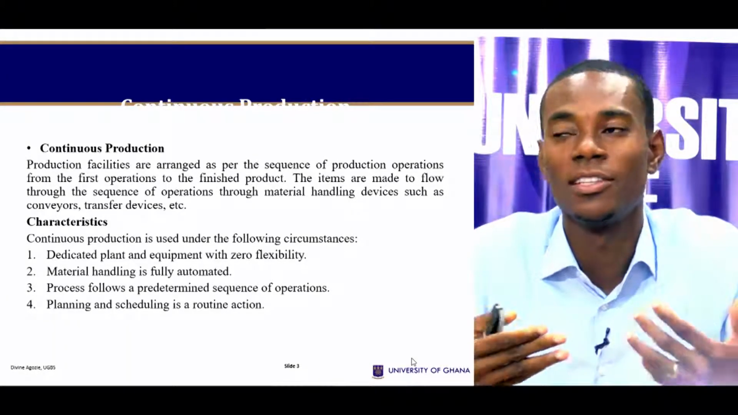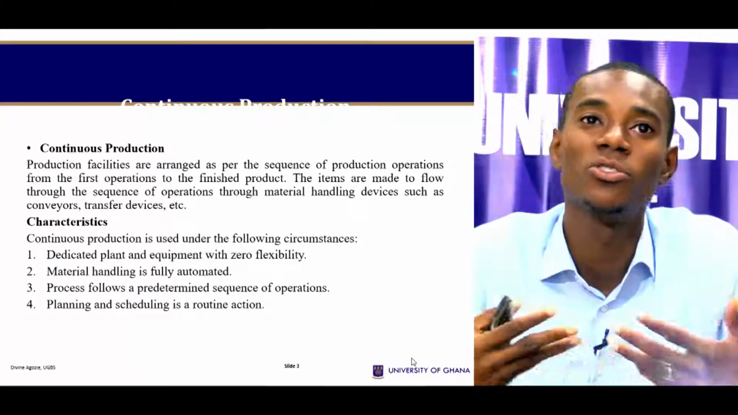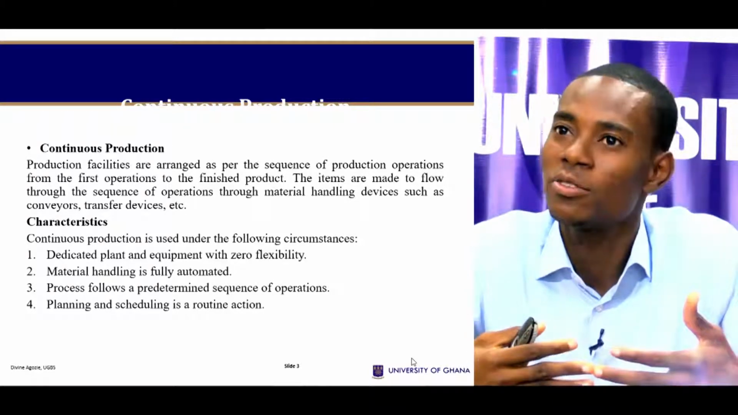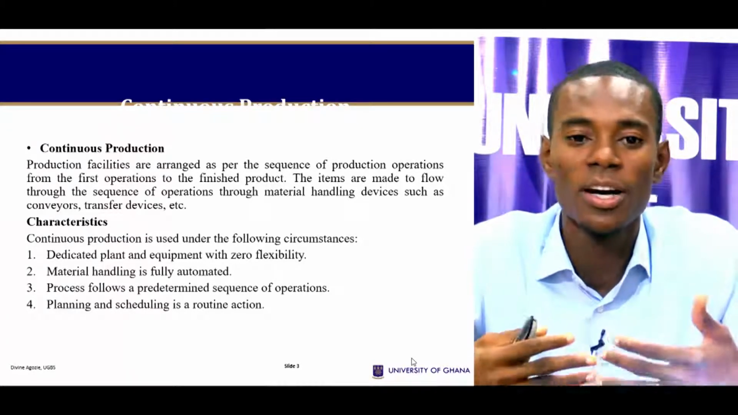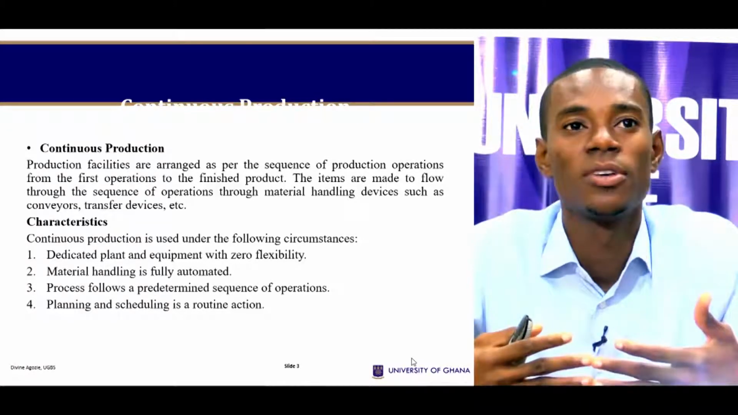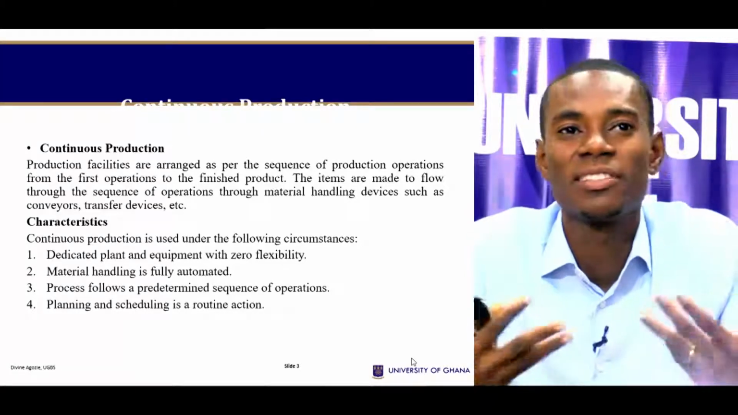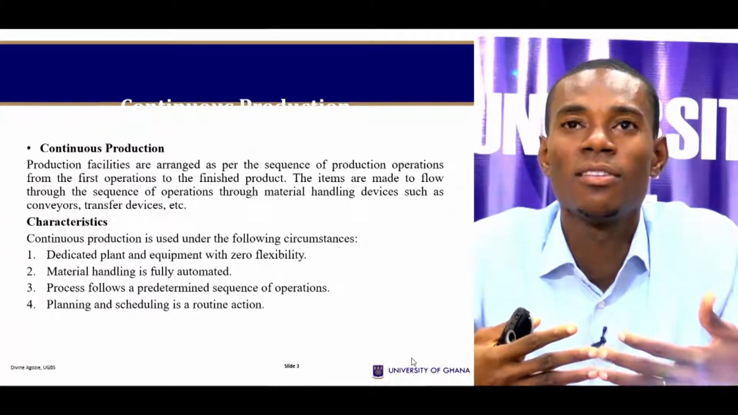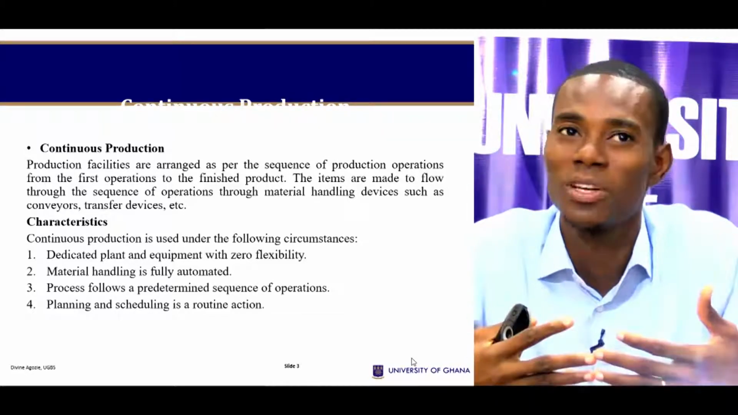Now, material handling is fully automated, and because it is that continuous, we can't really use humans. And so we say that it is fully automated. That doesn't mean that we have zero human involvement. You have them in some minor roles, let's say technicians or people who could just check on the system, but human labor doesn't really play any significant role in this kind of production system.